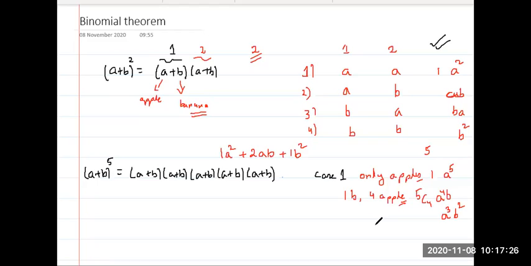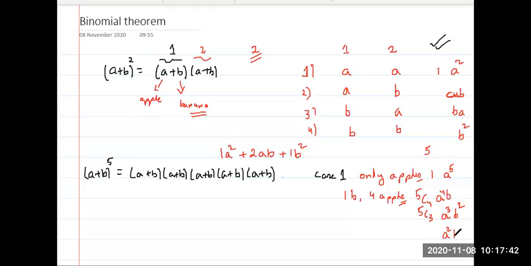Out of 5 baskets. Very good, Snigdho. Very good, Afaq. Very good, Pragna. Very good, Varun. 5C3. Very good, everyone, right? So all of you are getting this concept? Yes. What would be the next case?